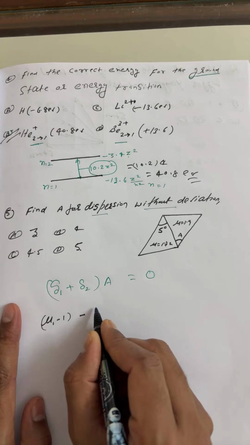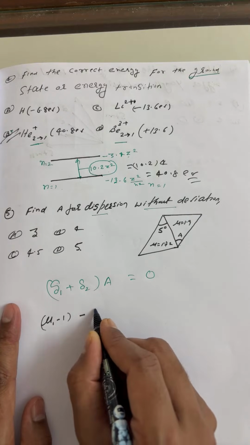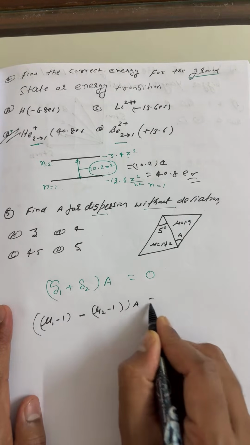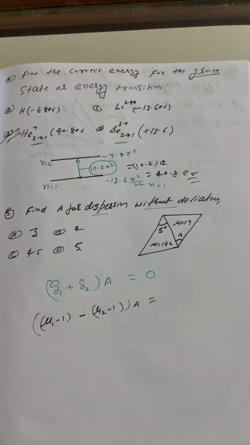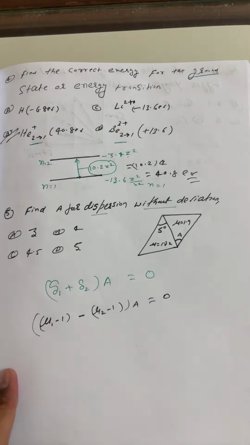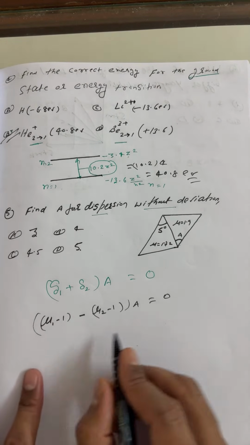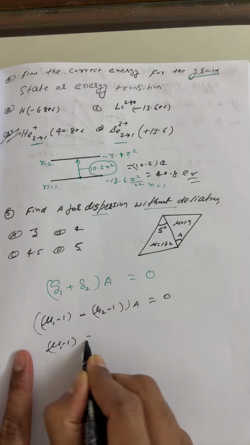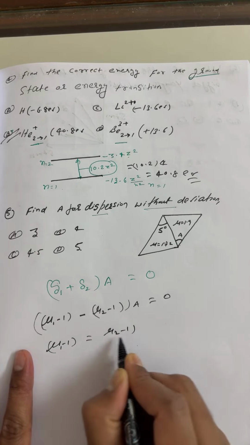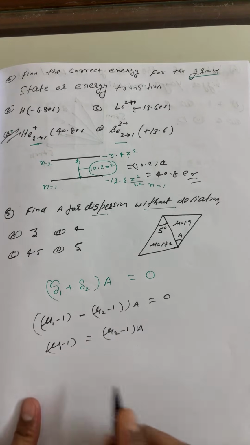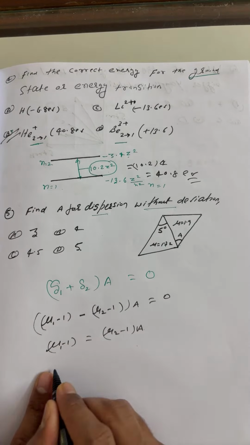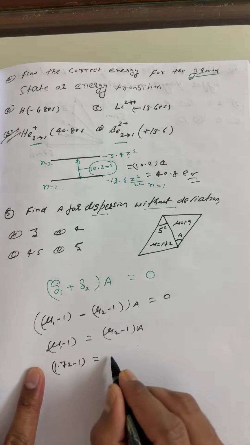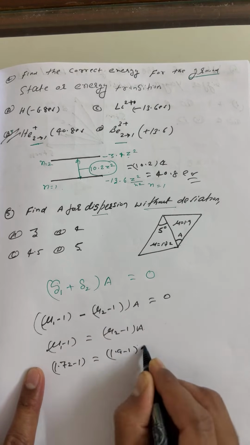Into A1, this is (μ2 − 1) A. This is the deviation we use to find here, which is equal to 0. Just equate these two. So (μ1 − 1) A1 is equal to (μ2 − 1) A. The A we use to find. μ1 is 1.72, so 1.72 minus 1, and μ2 is 1.9, so 1.9 minus 1.